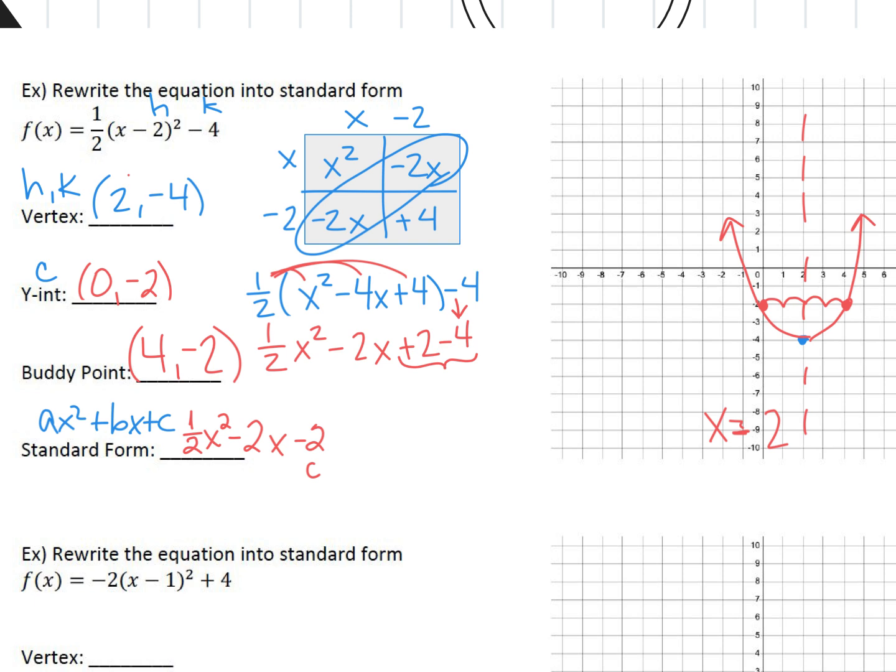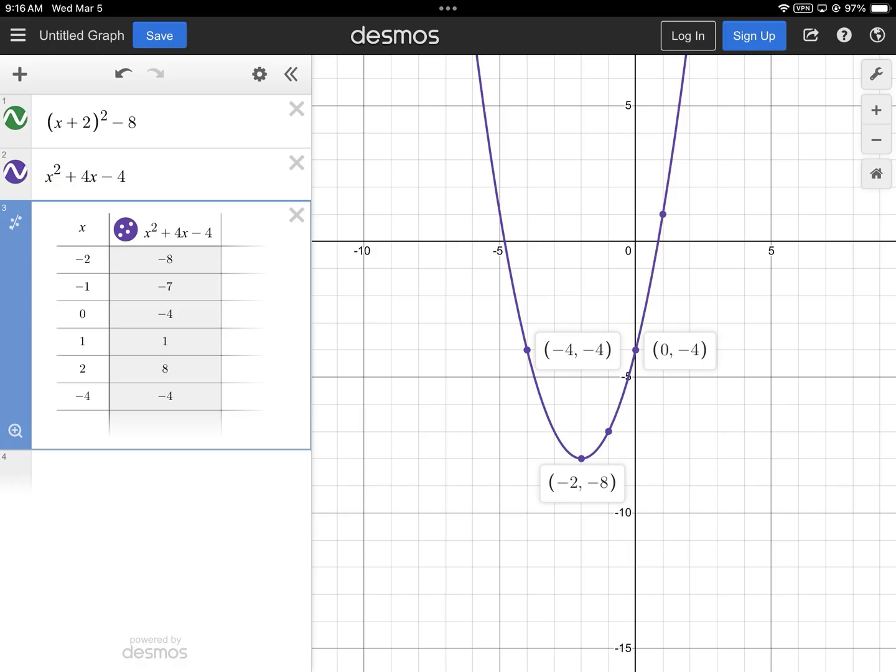Again, you can graph it in Desmos to double check all of those things. That's a good way to check yourself as far as did you convert it correctly. So when we put it in Desmos, we graphed our vertex form, we graphed our standard form, we made our table. So we can see our vertex, we can see our y-intercept. We did a little bit of this yesterday, we added negative 4 to our table so you can see that buddy point. So that's how you can check yourself.